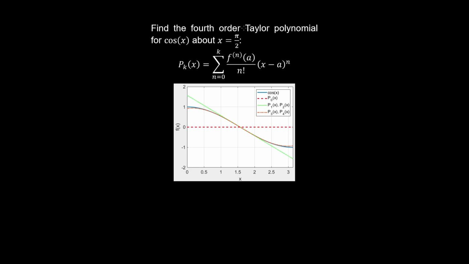Let's find a 4th order Taylor polynomial approximation for cosine x about x equals pi on 2. So our function is cosine x, and we keep taking derivatives up to the 4th order derivative. And now we evaluate the function and its derivatives at x equals pi on 2.